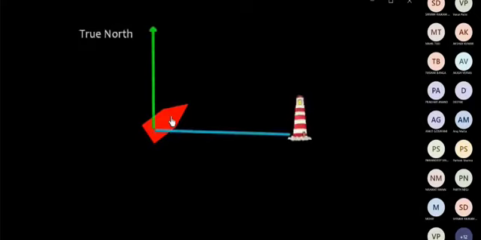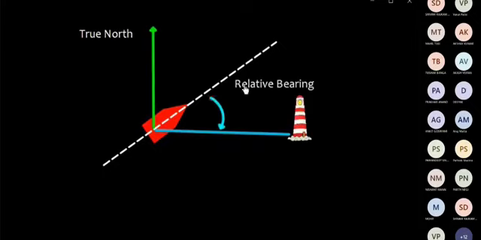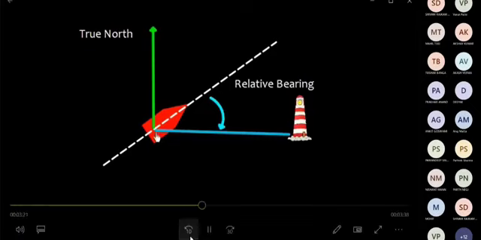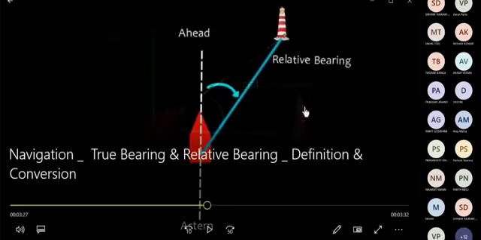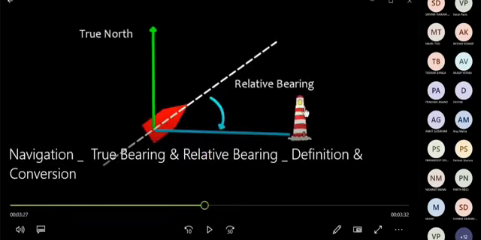So let's have a look here. Suppose this is a vessel, and this direction is true north, and suppose this is an object. So this angle is going to be the true bearing. Well, the ship's head is in this direction. This is the fore and aft line. So this angle from the ship's head to the line of sight of the object is called a relative bearing. So is this clear, beta? Is the concept of relative bearing clear?